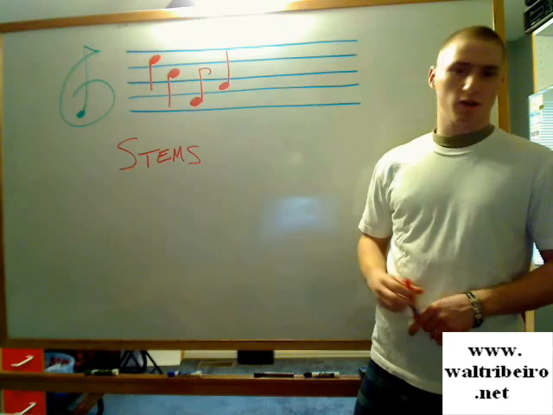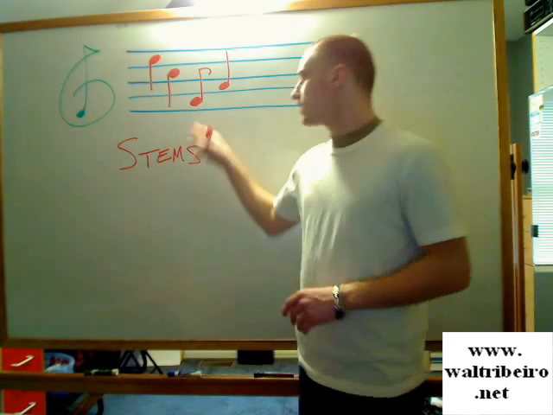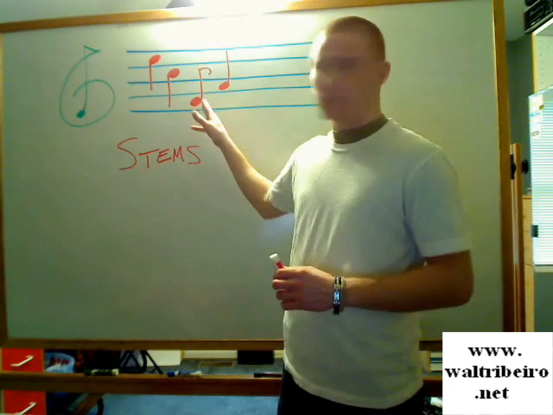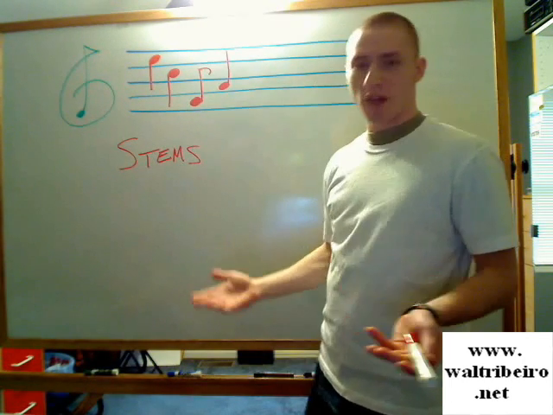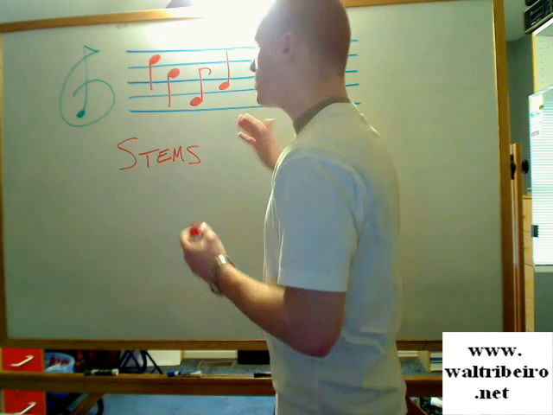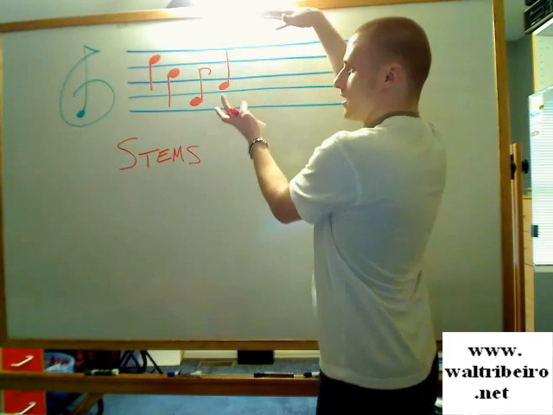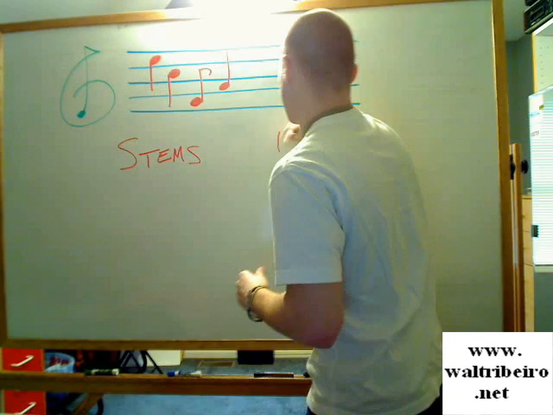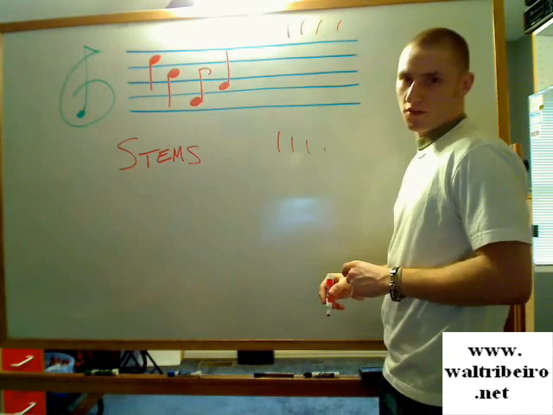I got a question from someone that wanted to know why in a piece of music do some stems point down and other stems point up? And the simple answer for that is because you always want everything to be condensed in the sense that you don't want things sticking out up top here or sticking down through here.